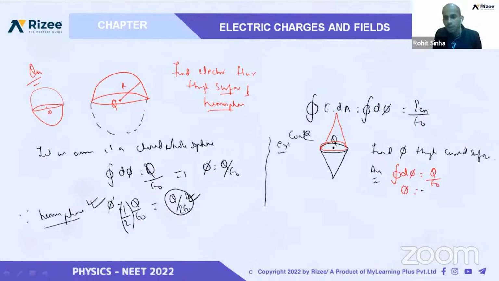We will get flux is equal to charge by epsilon naught. But since it is half of this cone, if we draw one cone, then the charge will get enclosed in a closed surface. So since the upper part is not present, we will say flux is equal to Q by 2 epsilon naught. Remember. Any problem? Getting difficulty to understand? Okay, good.